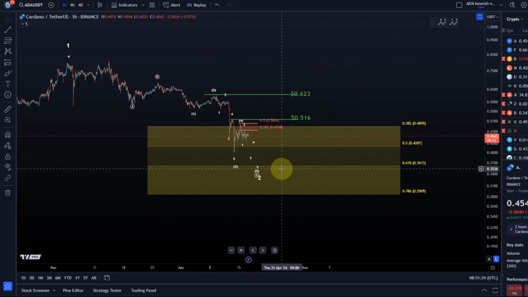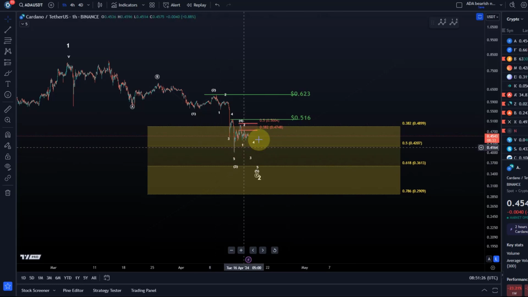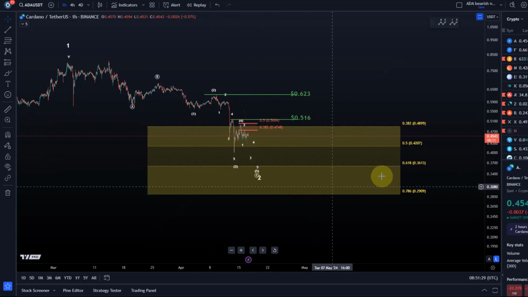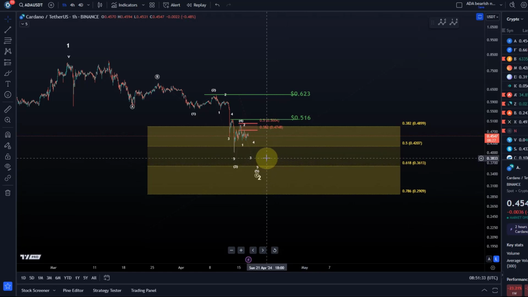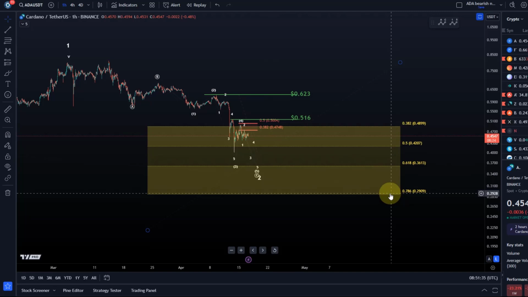The support area at the moment is clear. And I'd like to see in this region a reaction at the latest before we break below 36 cents. If it really has to, 29 cents, but that would be very, very low for this wave 2. That's my update about ADA.